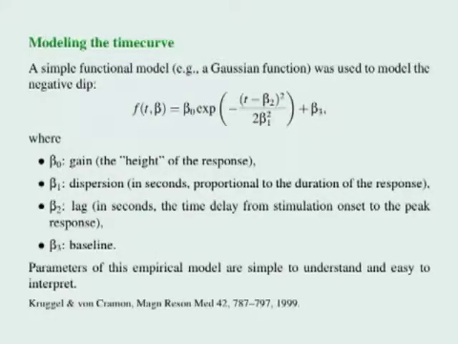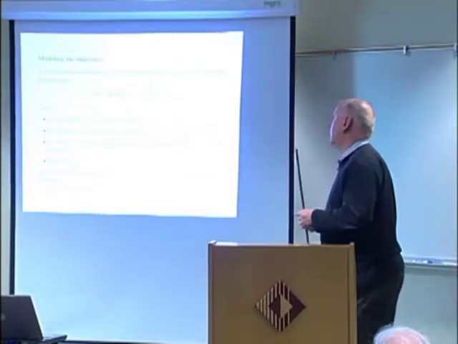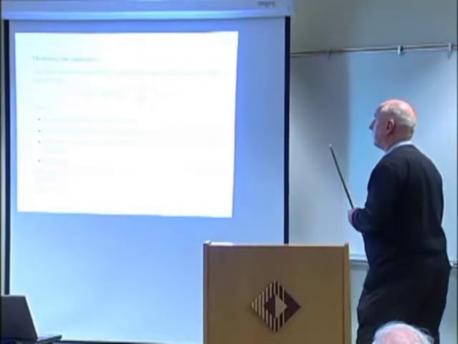But we can be very pragmatic and just take the result and try to model it. And this is the very essence of my talk. I will describe methods for modeling the time curve of the hemodynamic response. So a very simple functional model that you can use here for the negative dip as my first example is a Gaussian function.